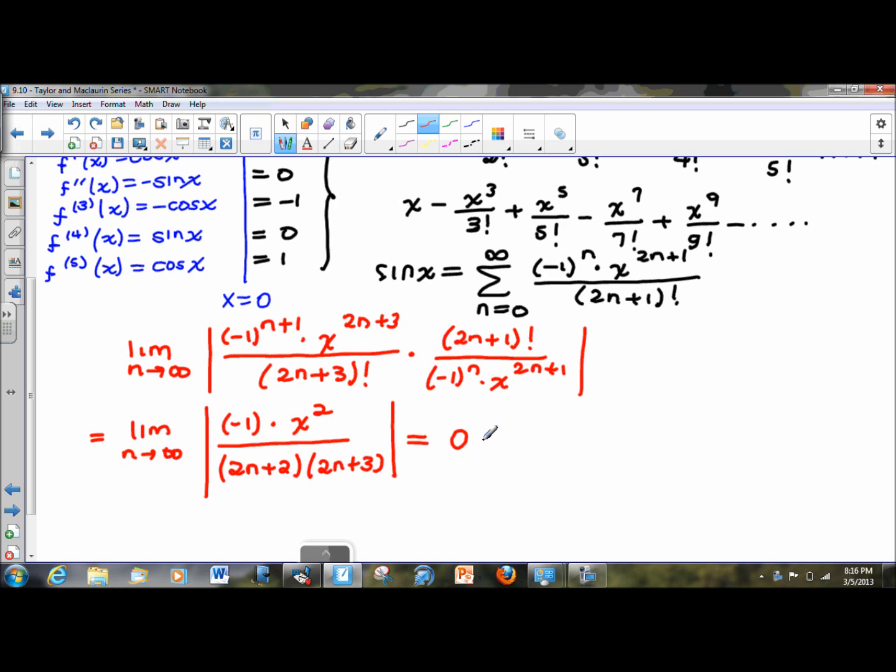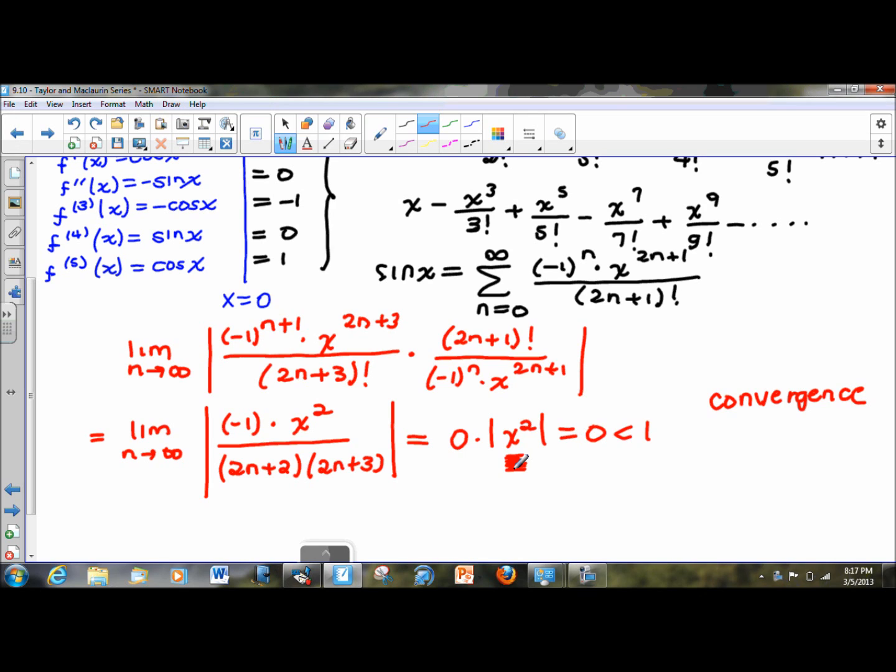And it really doesn't matter what the absolute value of x squared was going to be. For any value of x, this limit is going to be 0, period. And because 0 is definitely less than 1, then we have a situation where we have convergence. No matter what this value of x is, x can be anything in this power series. We are going to get a limit of 0 for our ratio test.